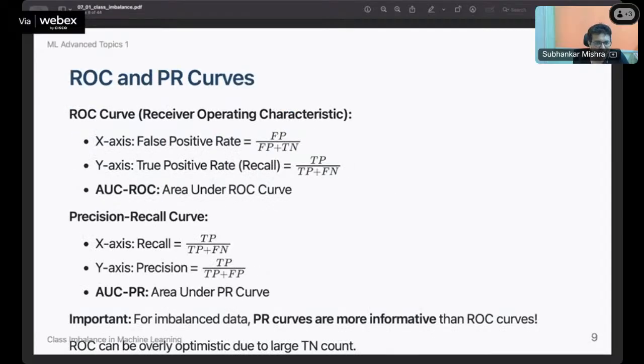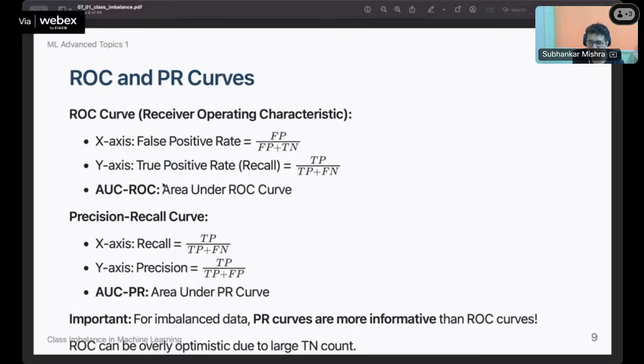Now the next is more of a visual input. You can call it a metric, but it's more of a visual input. We do calculate AUC ROC, but the ROC curve itself is basically a visual understanding of how we are doing during class imbalance. ROC is basically receiver operating characteristic. It was used all the time, so that's why the name.